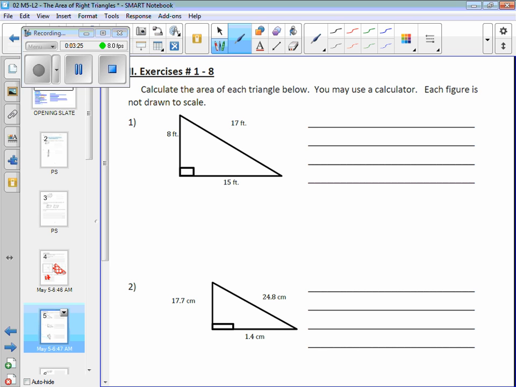And we are working on area. So which number do we not need? Yeah. What number don't you need? 17. Right, so just put a little line through it so it's not a distractor. Okay, well, here we go.